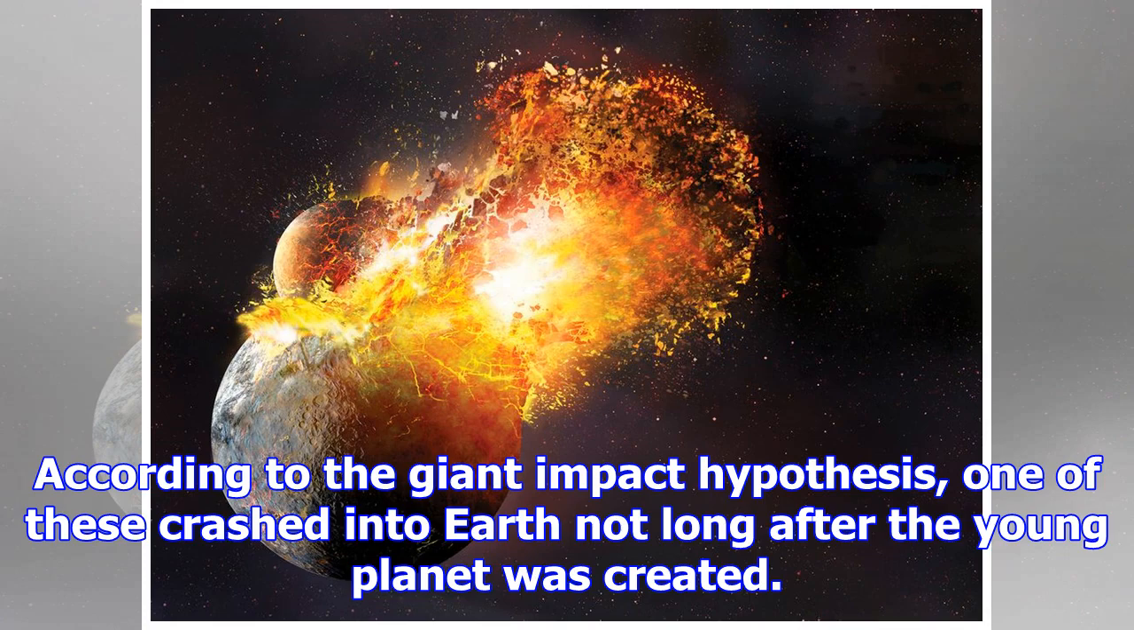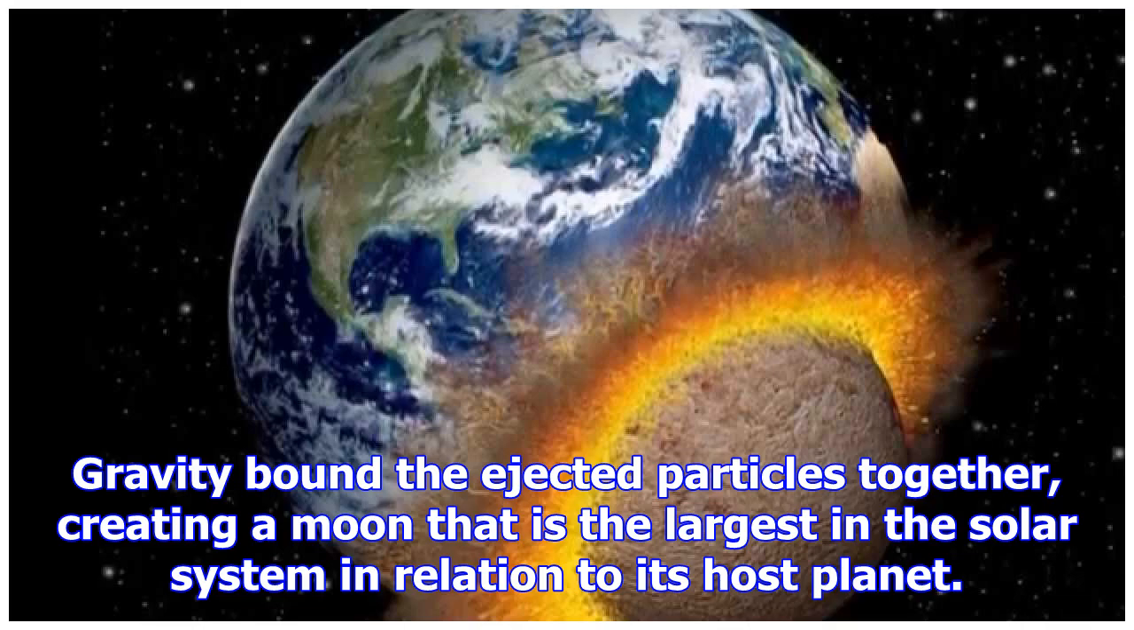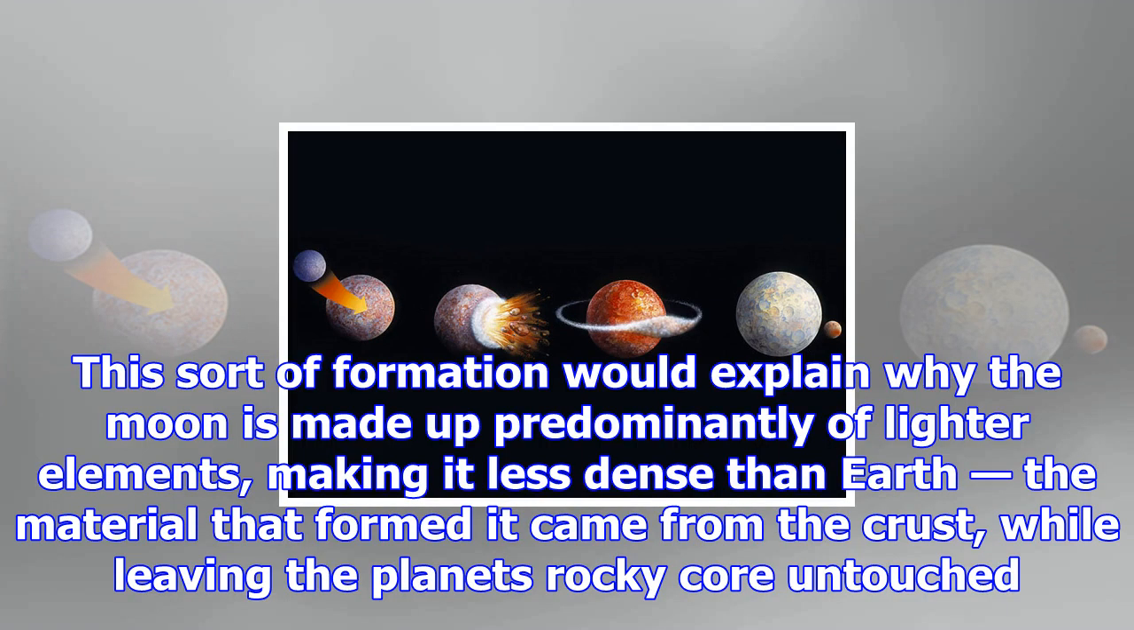According to the giant impact hypothesis, one of these crashed into Earth not long after the young planet was created. Known as Theia, the Mars-sized body collided with Earth, throwing vaporized chunks of the young planet's crust into space. Gravity bound the ejected particles together, creating a moon that is the largest in the solar system in relation to its host planet.